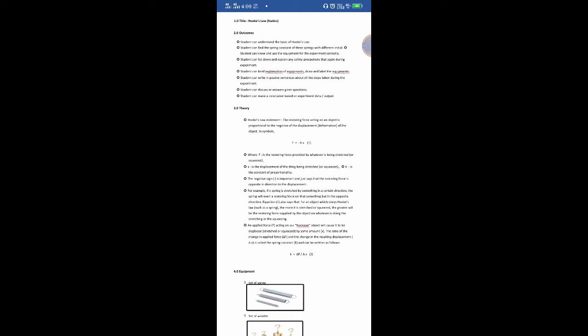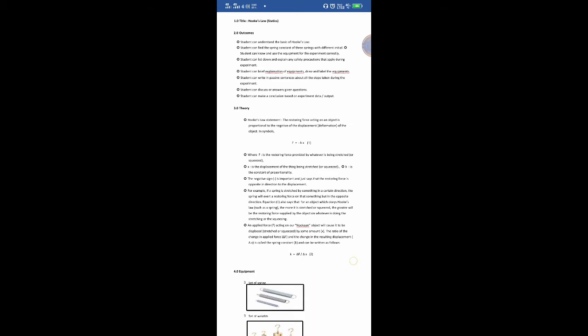For example, if a spring is stretched by something in a certain direction, the spring will exert a restoring force on something in the opposing direction. Equation 1 also says that for an object which obeys Hooke's law, the more it is stretched or squeezed, the greater will be the restoring force supplied by the object or whatever is doing the stretching or the squeezing. An applied force F acting on our Hookean object will cause it to be displaced by some amount x.